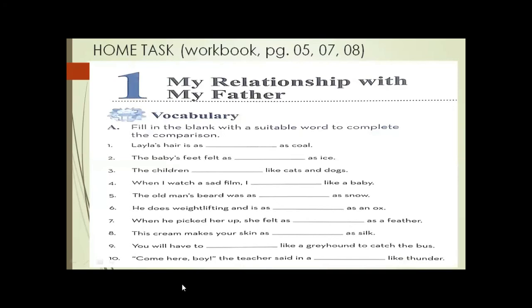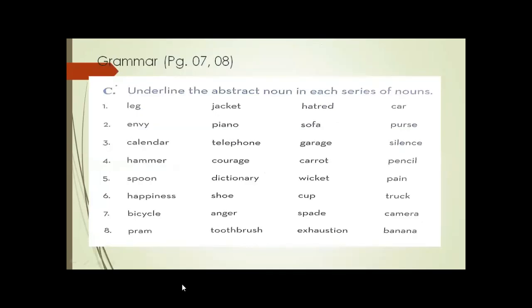This is your page number 5 of your workbook. Kindly tick the page or take a screenshot of the screen. Have you taken the screenshot? Okay. I'll move to the grammar homework. So this is your grammar homework which you will need to do. This is exercise C, page number 7. Underline the abstract noun in each series of nouns.